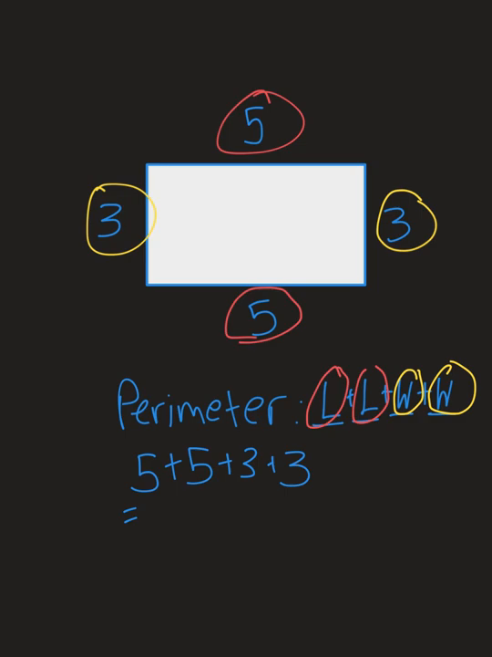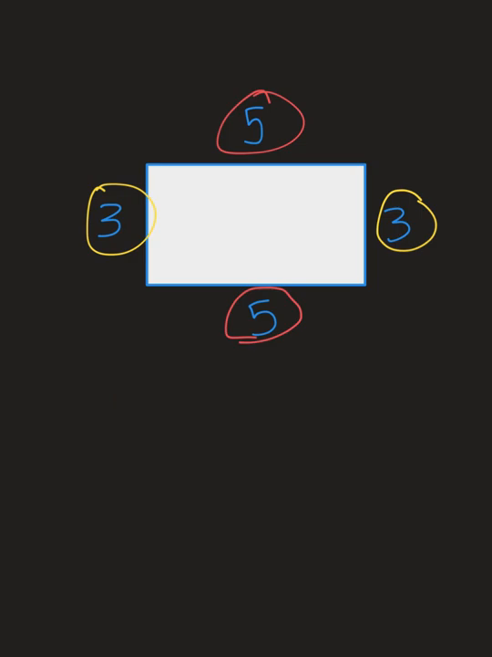All right, hopefully you got that. That would give us 16, because 5 plus 5 is 10, and then 10 plus 6 from this 3 plus 3 would be 16. All right. And then just as a quick extra reminder, if they were asking us to find area, we would do length times width, and that would be, in this problem, 5 times 3, and that would be 15.